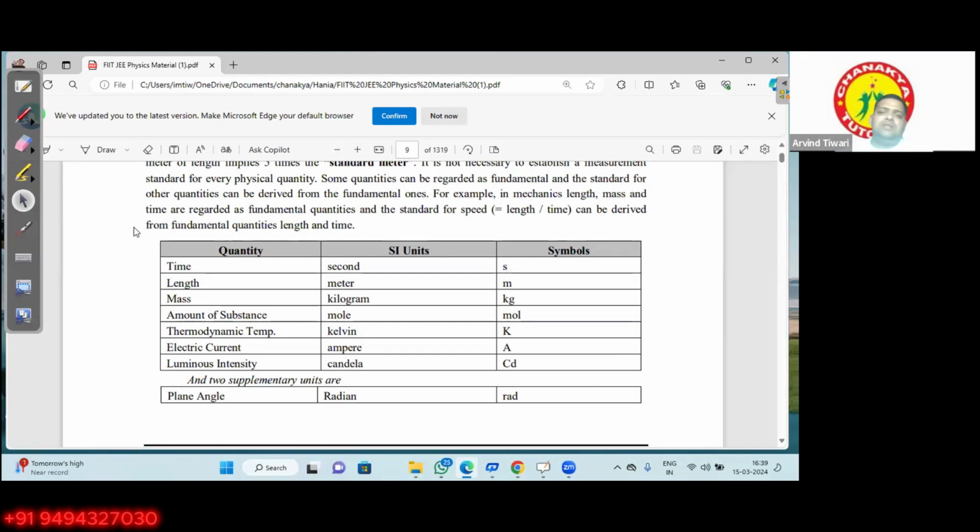Apart from this, there are some supplementary quantities which are provided. Those are for measuring the plane angle and solid angle. So we'll discuss them also. They are of quite some importance.